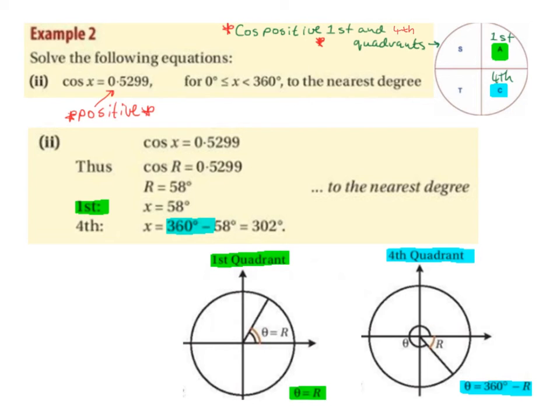So into the calculator, the inverse function of cos, and we get reference angle equal to 58 degrees. So we start off in the first quadrant, and theta is equal to the reference angle, so the angle we're looking for is equal to the reference angle. So x is 58 degrees to the nearest degree. And then in the fourth quadrant, it's going to be theta equals 360 degrees minus the reference angle. So 360 degrees minus 58 degrees is 302 degrees.